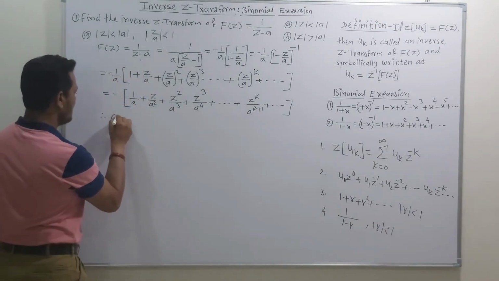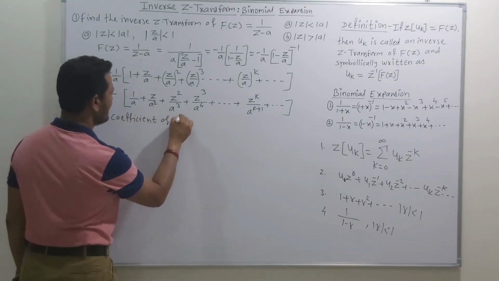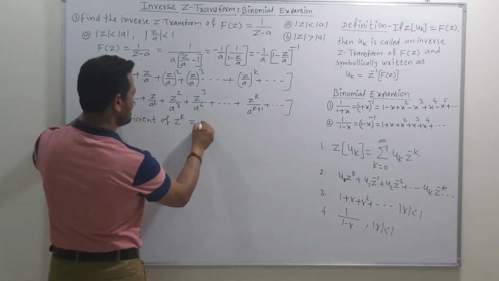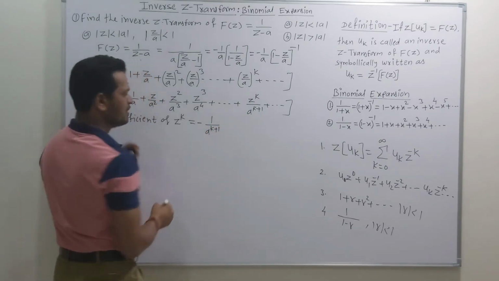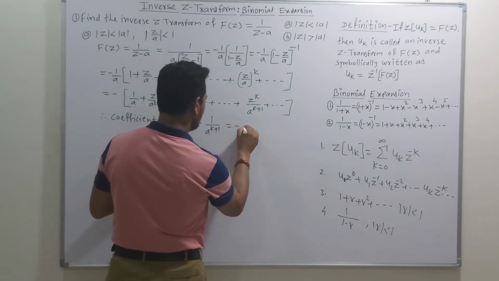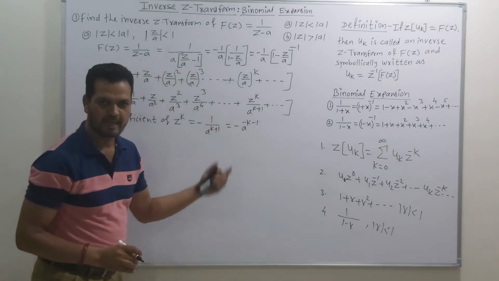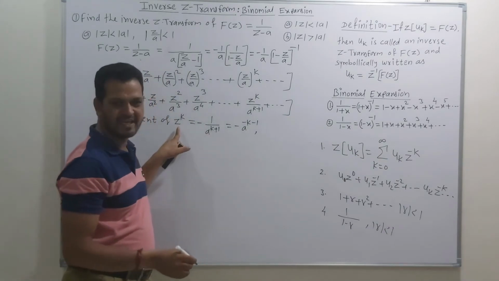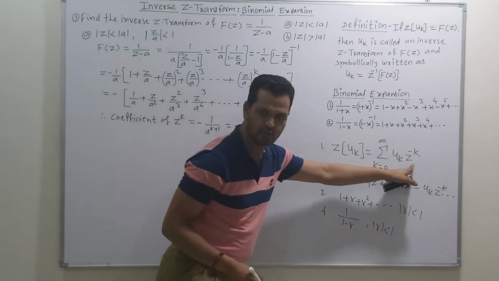So the coefficient of z raised to k is, with this minus sign as it is, 1 upon a raised to k plus 1. So we can write this as minus a raised to minus k minus 1. That means we get the coefficient of z raised to k here, but after multiplying this term by a minus sign, we get the coefficient of z raised to minus k.